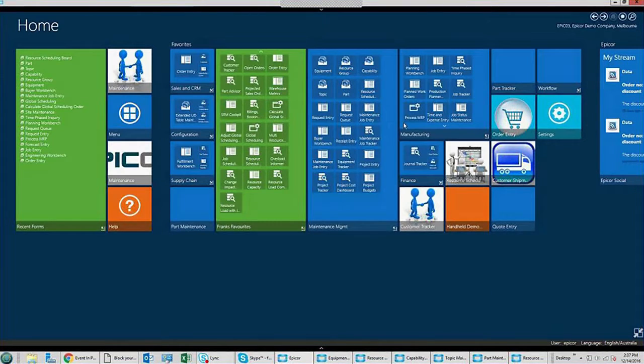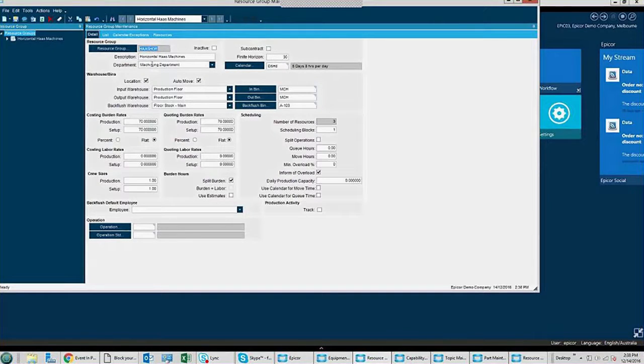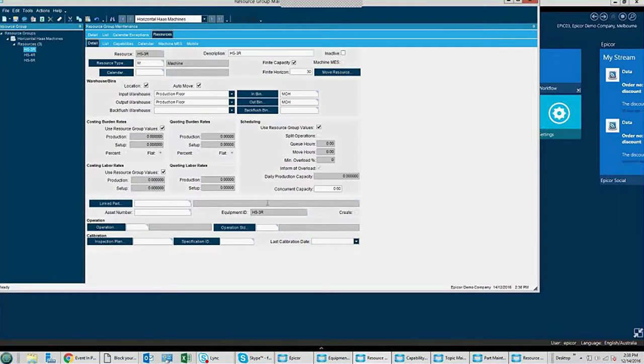Now, that's the equipment. If I look at the resource group, this is the set of resources that is the horizontal mills. I have 3 of them. I have my 3-axis CNC, which is aligned to a piece of equipment. It's not aligned to a fixed asset. So whenever I'm using this resource in planning, I'm also referencing the equipment. I know where this equipment has warehouses and bins, if I need to put spare parts, and I've got finite capacity at a certain level.